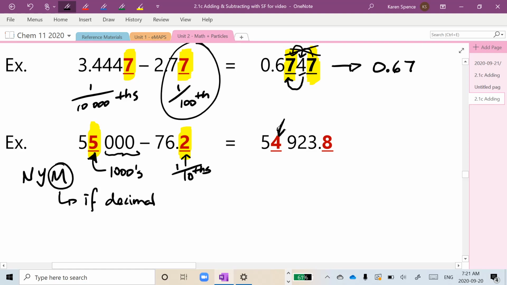That's our first uncertain digit. So we are going to round to there, and we look at the number next door, and we say that's a 9, so that's going to round to a 5. Ooh, what happened there? That was crazy.